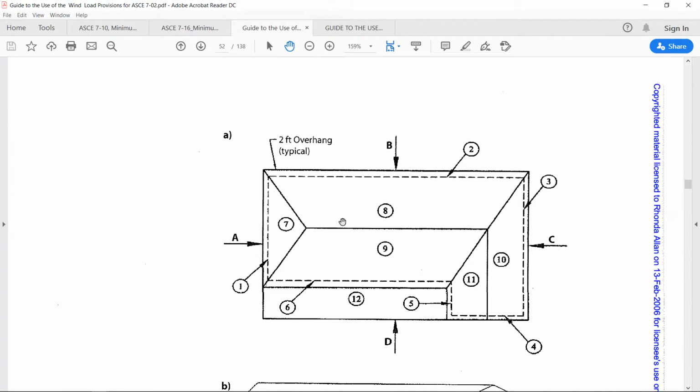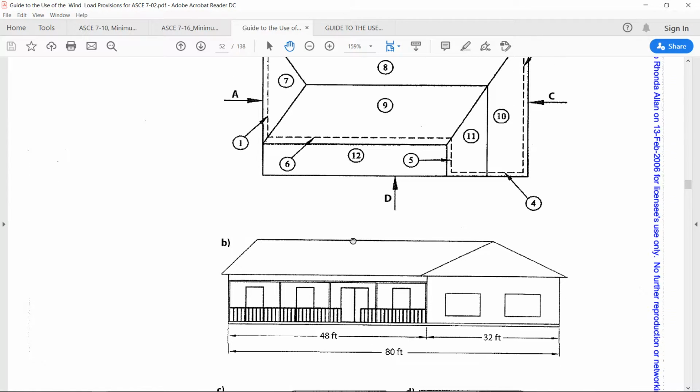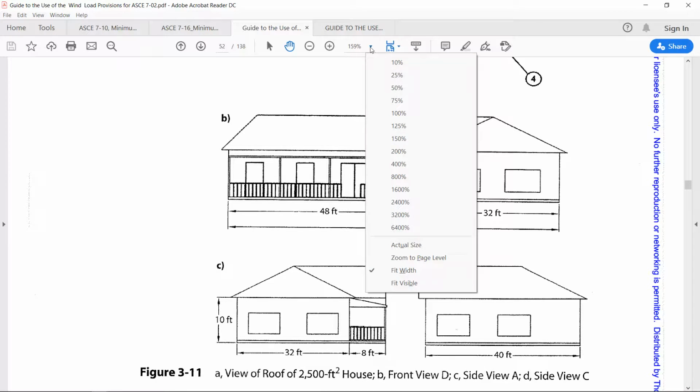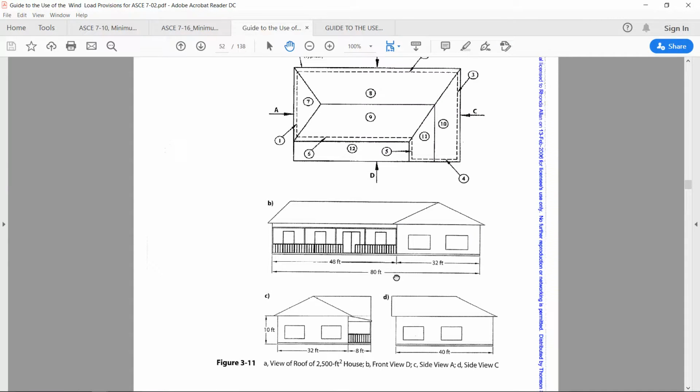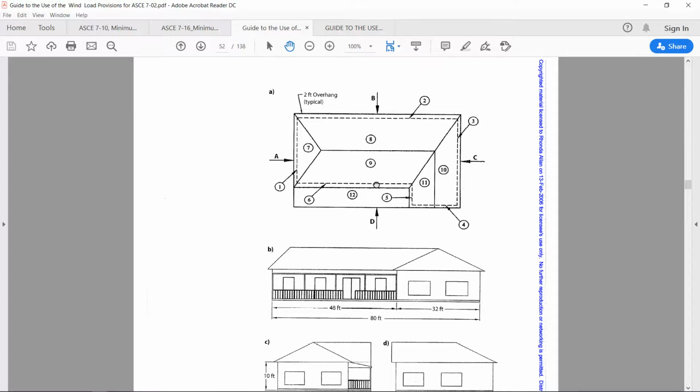And let me show you the building. This is the plan, elevation, and this is the site. So let me show you the whole building in one picture. So here you can see this is the front elevation, these are the sides, and this is the plan. Gable roof.